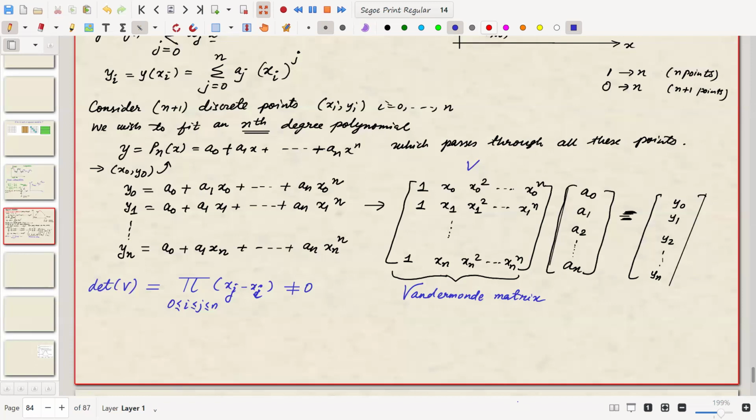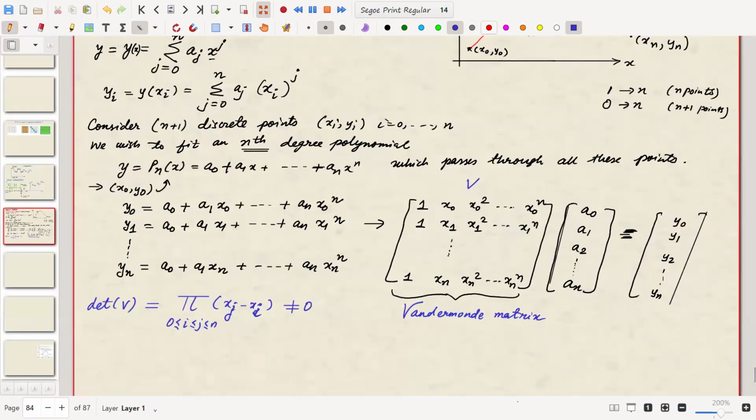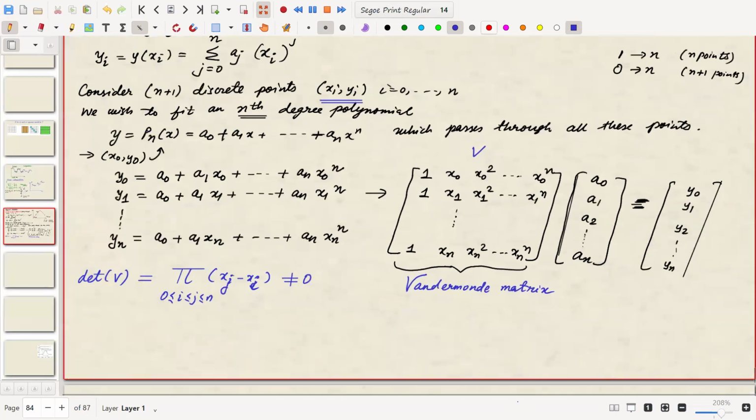What are the xi's and xj's? They are the data points, right? They can never collide. You can never take the same point twice. They are all a set of distinct points. Here we took the data points, and they are always distinct, so the difference cannot be 0.